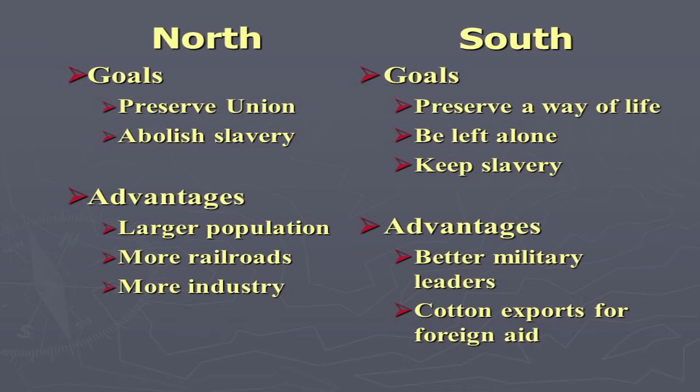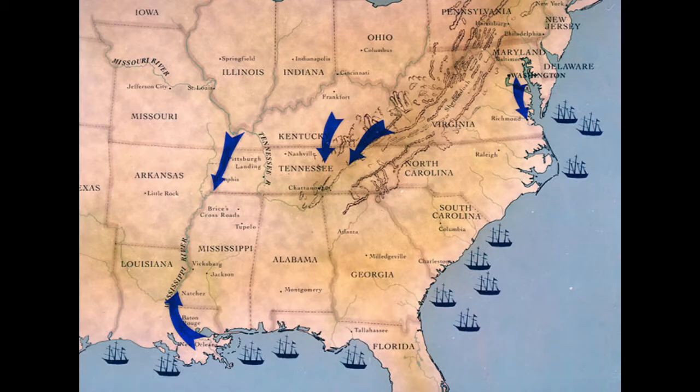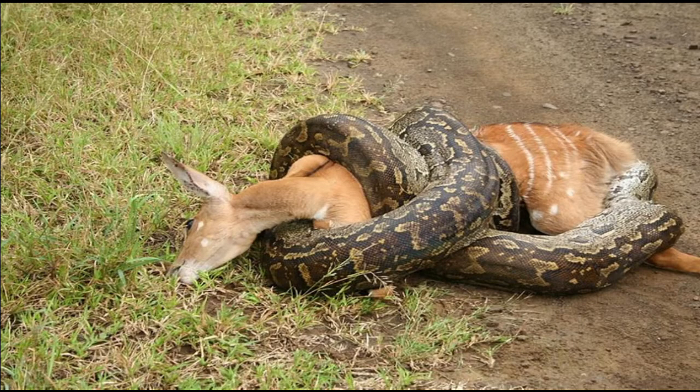To win, the North used the Anaconda Plan. It's like a snake, guys. They used the Navy to block out all southern ports, taking control over the Mississippi River. This proved to be successful because they choked out southern resources, thereby getting its name, choking the South.